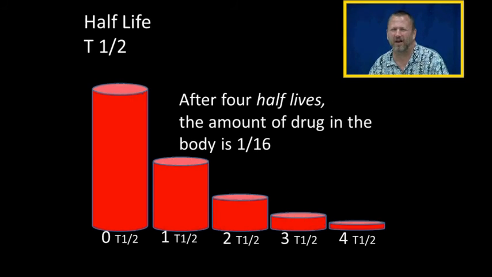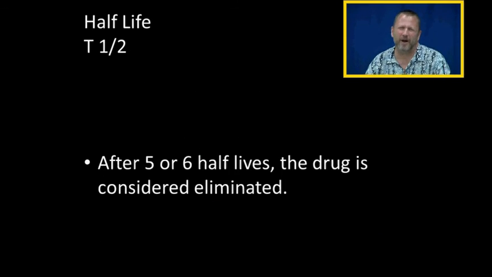After 4 half-lives, the amount of drug in the body is 1/16. Half of a half of a half of a half is 1/16. So after 5 or 6 half-lives, the drug is considered to be eliminated.